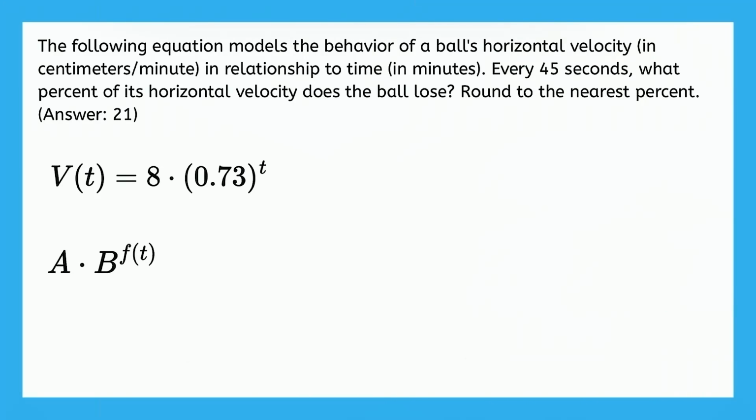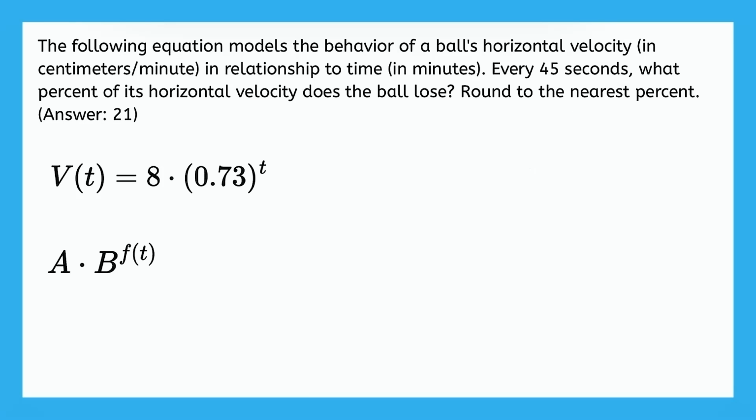So we are told that the following equation models the behavior of a ball's horizontal velocity, this time in centimeters per minute, in relationship to time in minutes. Now we change from minutes to seconds. Every 45 seconds, what percent of its horizontal velocity does the ball lose? And we need to round our answer to the nearest percent. Okay, let's talk about this.